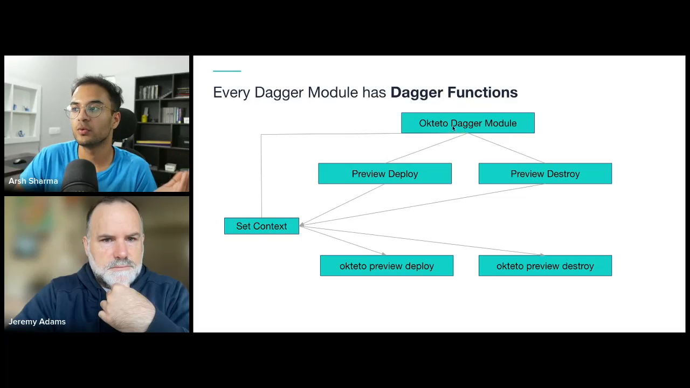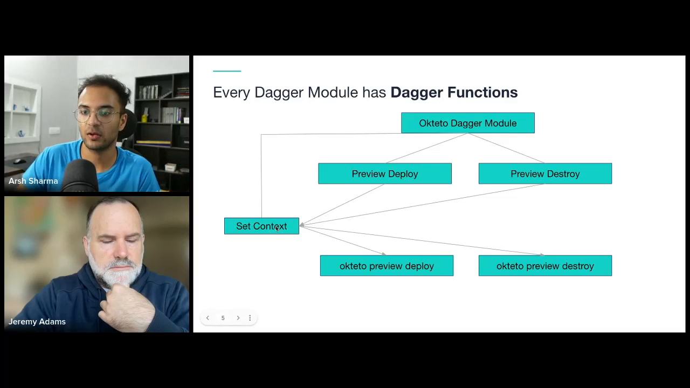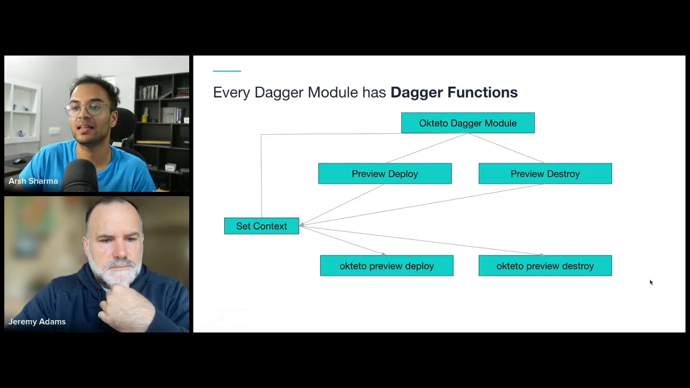So whenever you use the Okteto Dagger module, you deploy a preview environment and destroy it. It first makes a call to set the context so that it has an idea what Okteto instance it is talking to, and then it basically runs the underlying Okteto commands with the right flags, which we'll soon see.